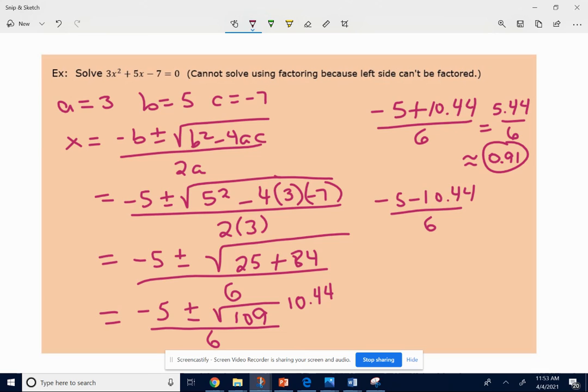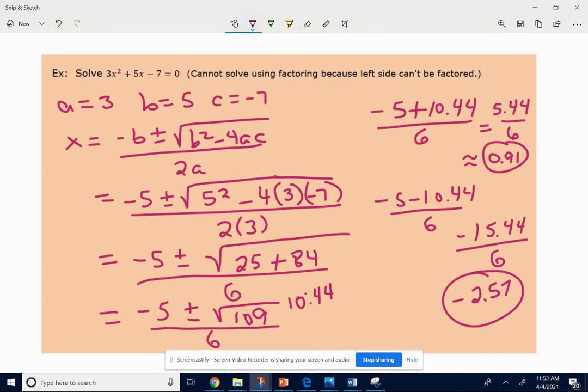Negative 5 minus 10.44 is a negative 15.44 approximately, divided by 6 is a negative, I'm getting 0.57333333. I'm just going to put 0.57 rounded to the hundredth.